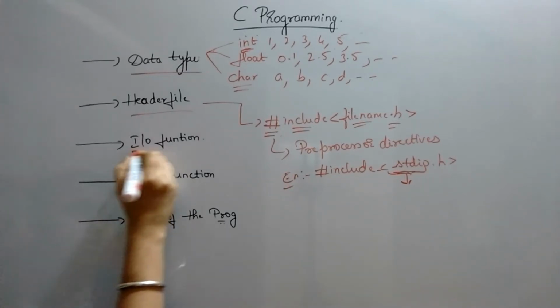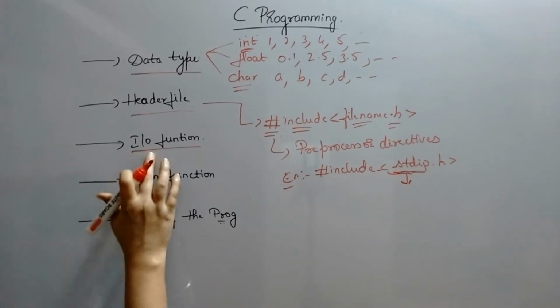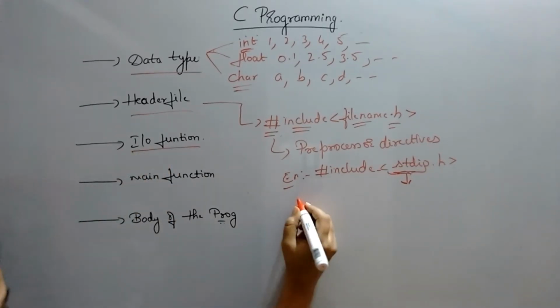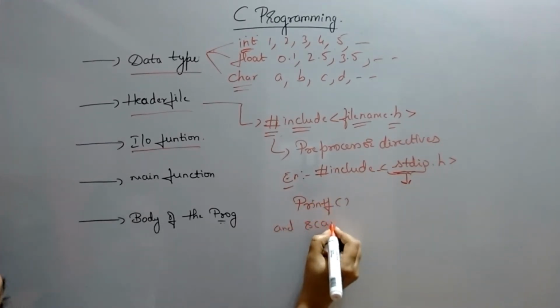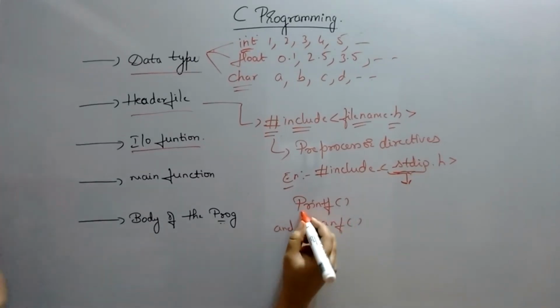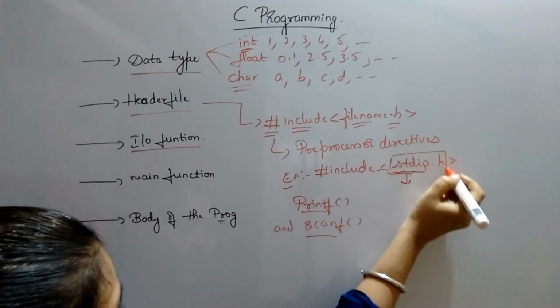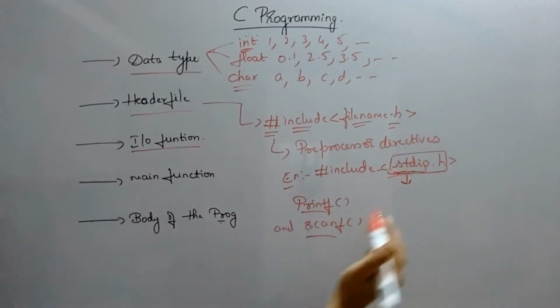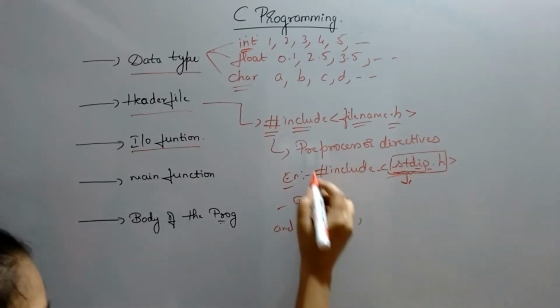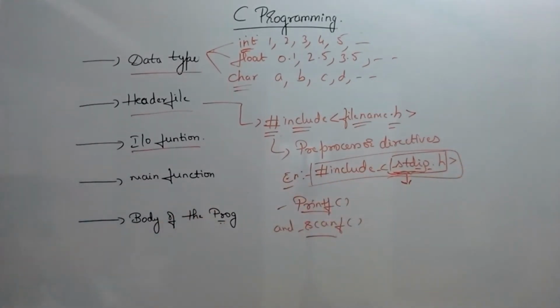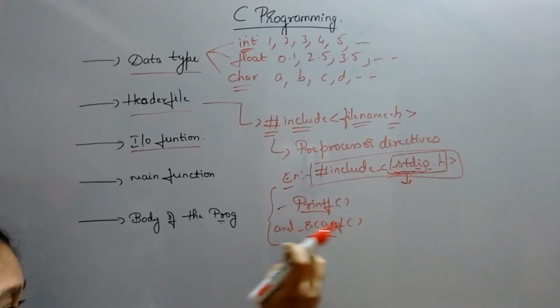Fine. Next one is IO function, which means input output function. Input output functions are printf and scanf. See, this printf and scanf are stored in the stdio.h header file, that is standard input output .h header file. To use this printf and scanf function, we have to include this header file at the beginning of the program. Fine. Let us see how to write this printf and scanf function later.